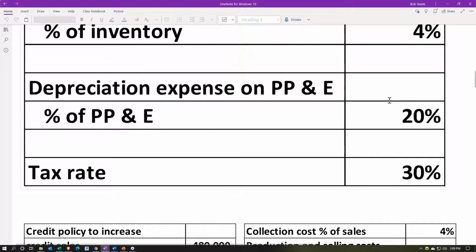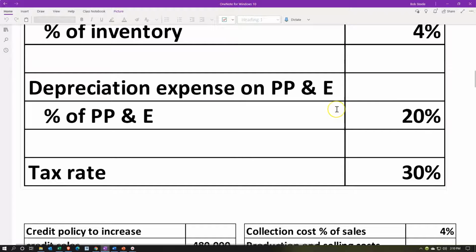We have the depreciation expense on the PP&E, the property, plant, and equipment. So remember, property, plant, and equipment is something that needs to be built up in order to have this increase as well. There will be then the allocation of that cost in the form of depreciation on the income statement.